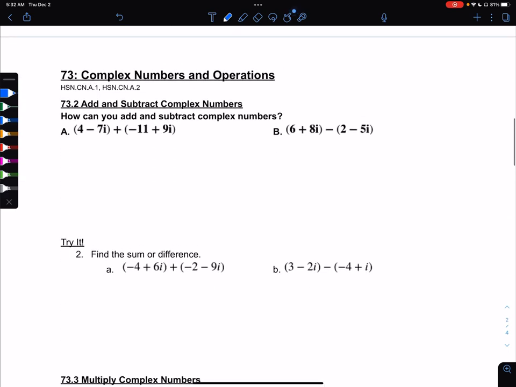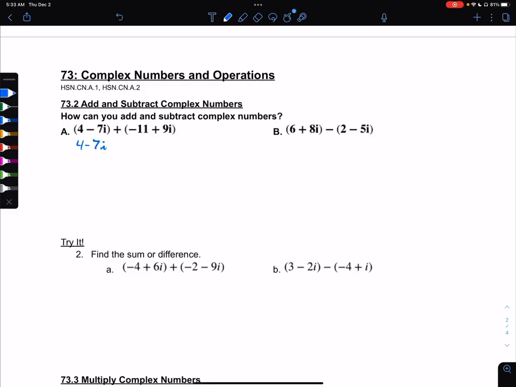So let's get going with these two examples. Add and subtract complex numbers. How can you add and subtract complex numbers? You're combining like terms. All right, really what you're looking to do, you want to just treat this as if, instead of 4 minus 7i, it was 4 minus 7x, or 4 minus 7a, or n, any variable.